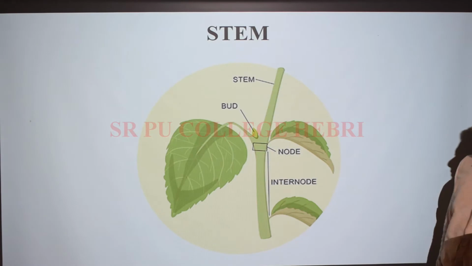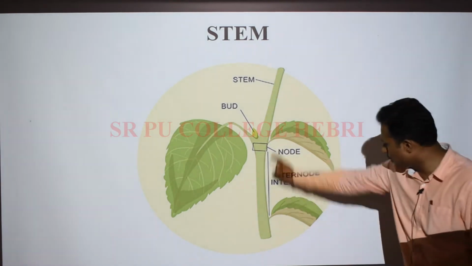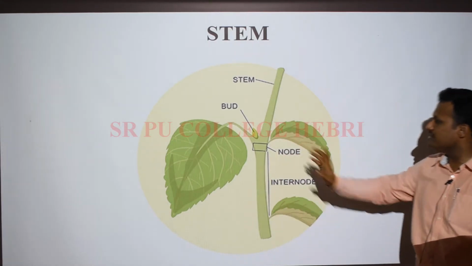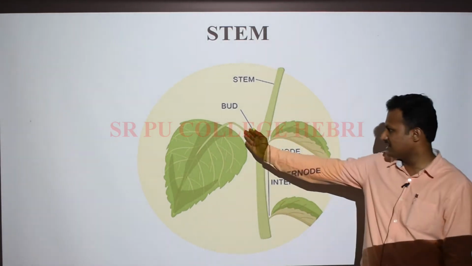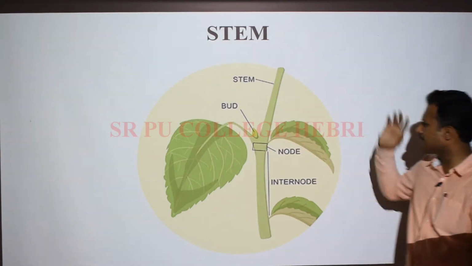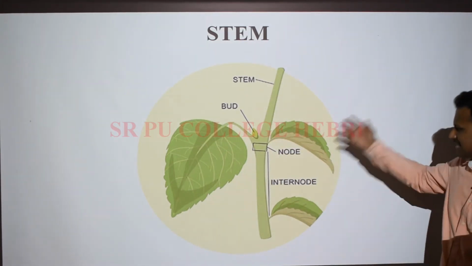And then the stem, you know the different parts of the stem. This is the nodal region, and this is one more node. The region between two nodes is called internode, right? The axillary buds are there, from where the leaves and other branches of the stem can arise. This is the basic structure.